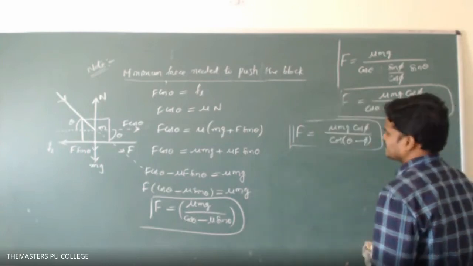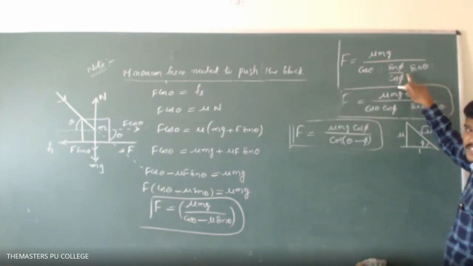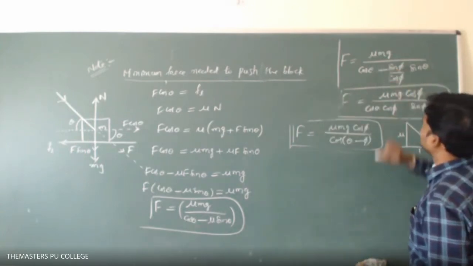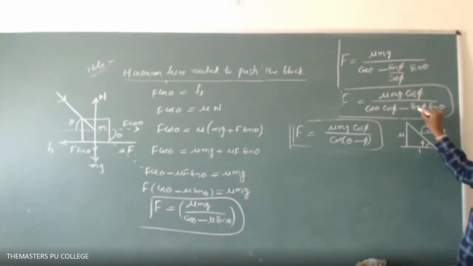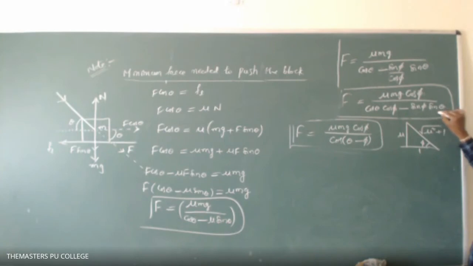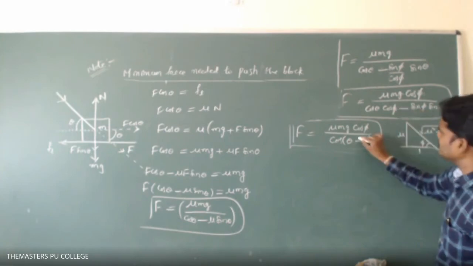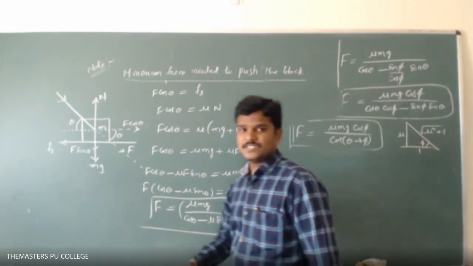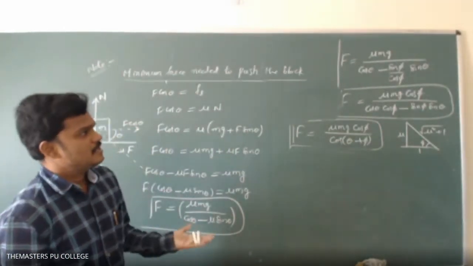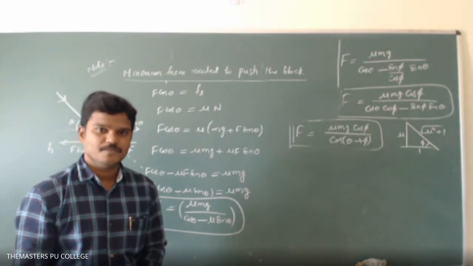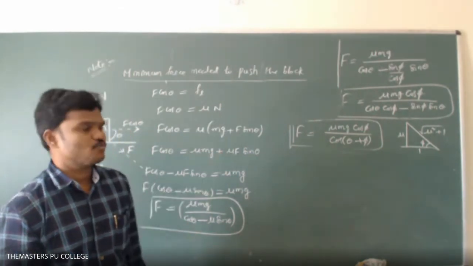What is the next step? Mu is replaced by sin phi by cos phi. Next, take this cos phi to the other side: cos theta cos phi minus sin theta sin phi. And what is this? It is cos of a plus b: cos a cos b minus sin a sin b. This is one more formula.